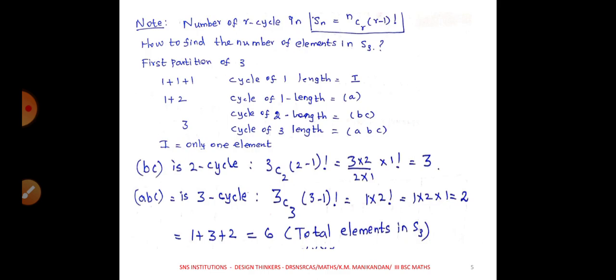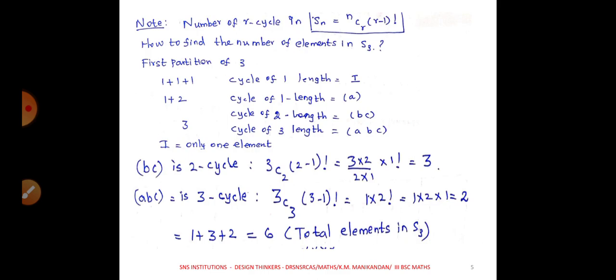So therefore in this case 1 plus 2 represents a cycle of one length, namely A, and a cycle of 2 length, namely BC. And similarly a cycle of 3 length means ABC. Now I is the only one element. So now here BC is the 2 cycle. So therefore we find the number of r-cycles with the help of the formula.